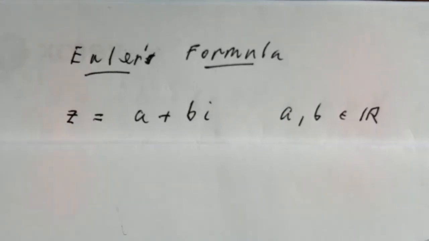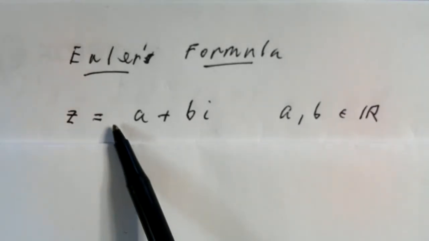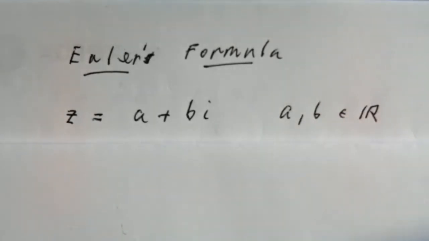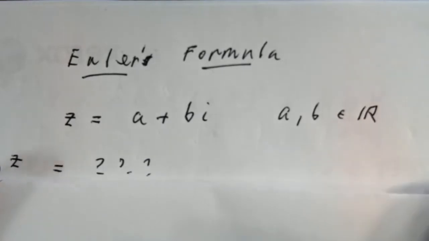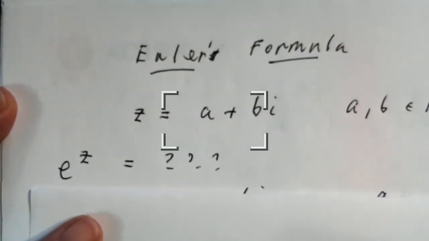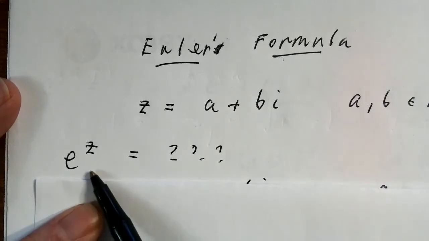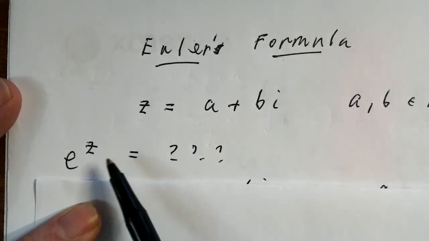One of the most beautiful formulas in mathematics is Euler's formula. It's used a lot in complex variables and differential equations. Let's suppose that z is a complex number of the form a plus bi, where a and b are real numbers. We'd like to try to make sense of what it means to exponentiate z using a base of e. In other words, what is e to the z?